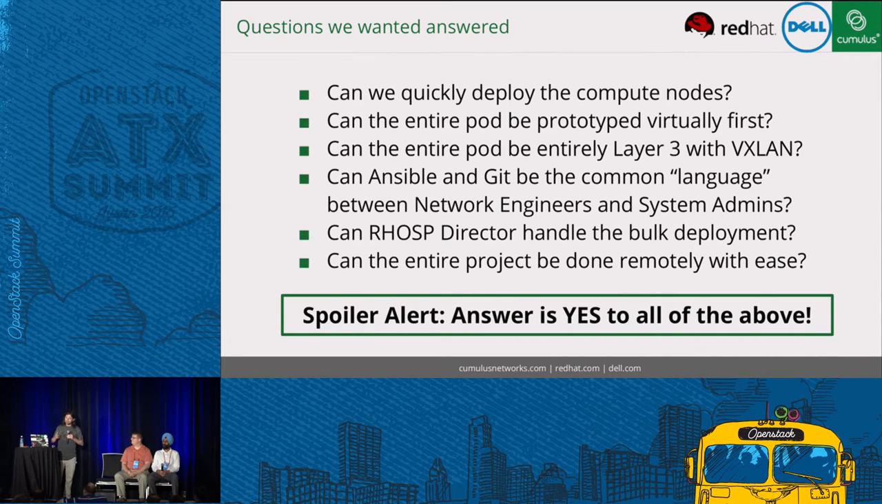And we wanted to try a not uncommon, but still somewhat uncommon topology, which is using VXLAN to provide the L2 connectivity to the VMs, and less commonly, running the layer 3 boundary all the way down to the vSwitch. To do this, we used Ansible and Git, the idea being that we can have a single unified set of tooling for both the servers and switches. And we wanted to see if we could do this all remotely.